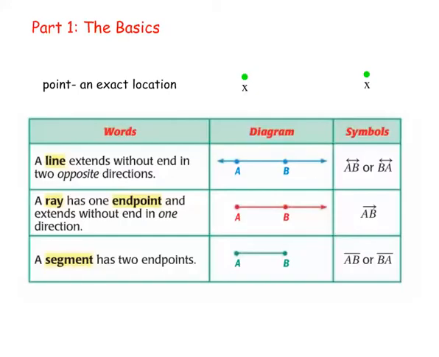The first vocabulary words are really the basics: a point, a line, a ray, and a segment. Go ahead and write down those definitions, and then we'll come back and we'll do a little bit of work with them. So pause the video and come back.